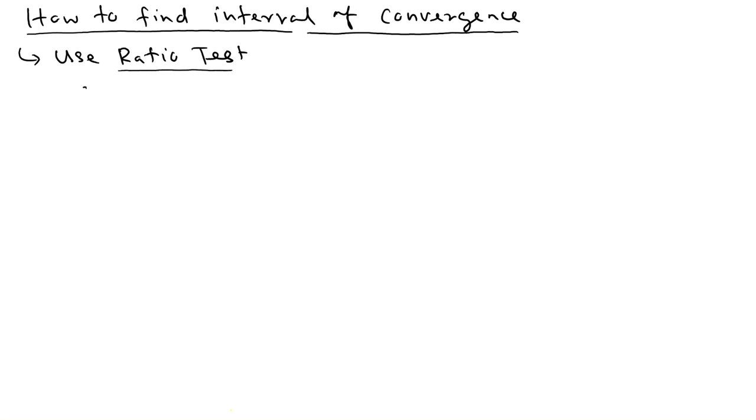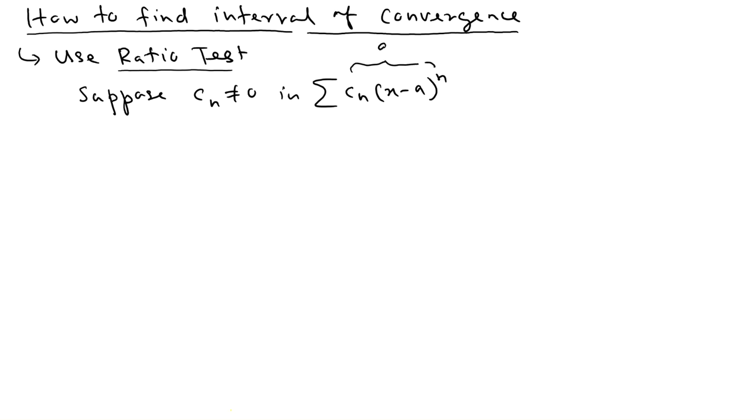So what's a ratio test? Suppose Cn is not equal to 0 because we are dividing by that. In the series sigma Cn (x minus a)^n, we normally do not mention the index. Let's call this whole term an. Now what we can do, let the limit when n goes to infinity of an plus 1 over an. We're going to look at this limit, but you can simplify it a little bit.